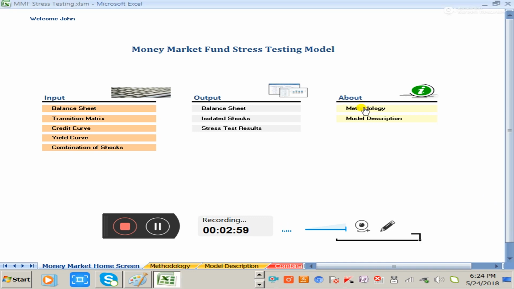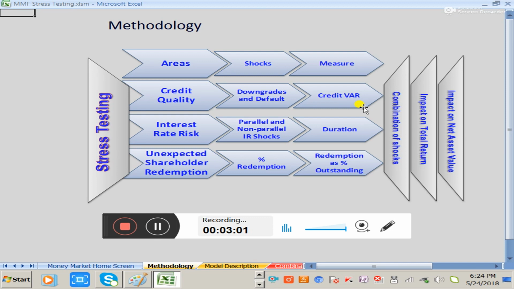I'm going to press the methodology. I'm going to show you the three areas, just as I said to you. Credit quality is one area where the investment portfolio is stress tested, and interest rate risk is another area. The third area is unexpected shareholder redemption. The SEC also wanted all these three shocks to be combined in different ways in order to assess the impact of these shocks on the net asset value of the money market mutual fund.